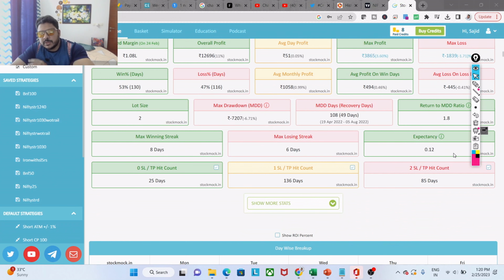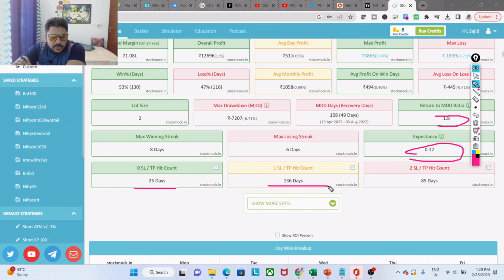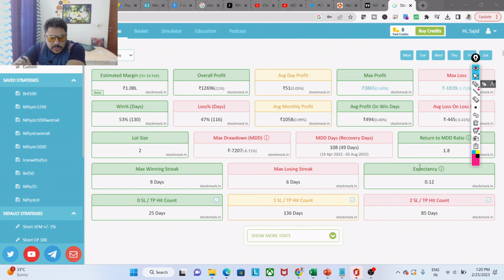Expectancy, MDD ratio not that great. It should be somewhere around 10. Expectancy should be around 0.25 or 0.3. Stop loss hits: 0 stop loss is 25 days, 1 stop loss 136 days, 2 stop loss is 85 days, which is okay. But I want to see the drawdown days. Drawdown days in this is about 49 days. Maximum drawdown is quite low because this is just a one lot trade.